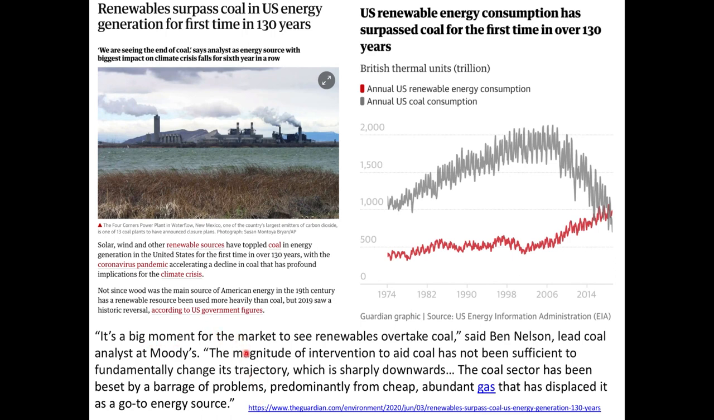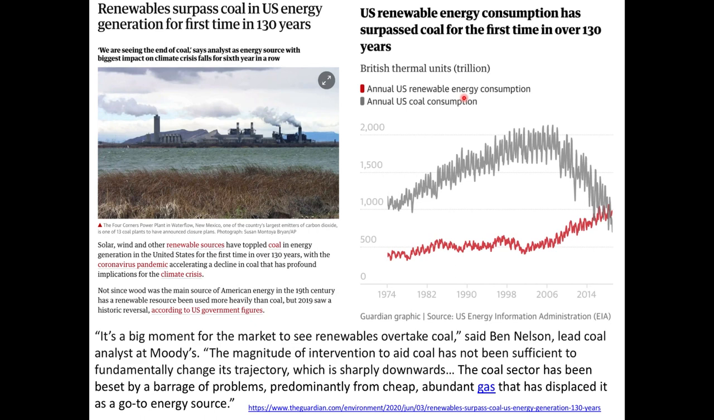And you can read the text on your own time, but I just want to highlight the graphic on the right, and I want to highlight some of the words. Renewables surpass coal in U.S. energy generation for first time in 130 years. And it is entirely caused by economics.